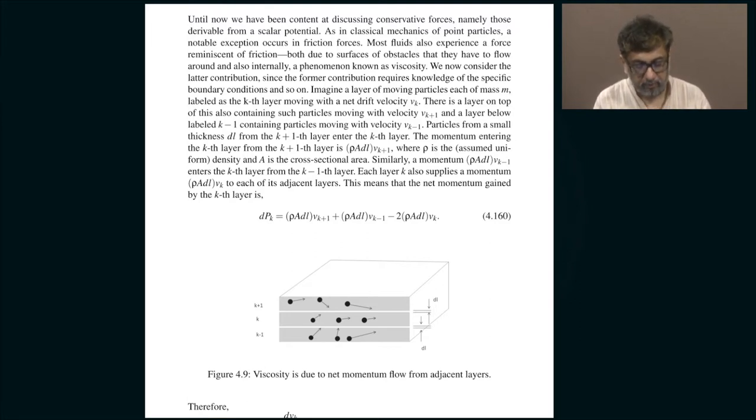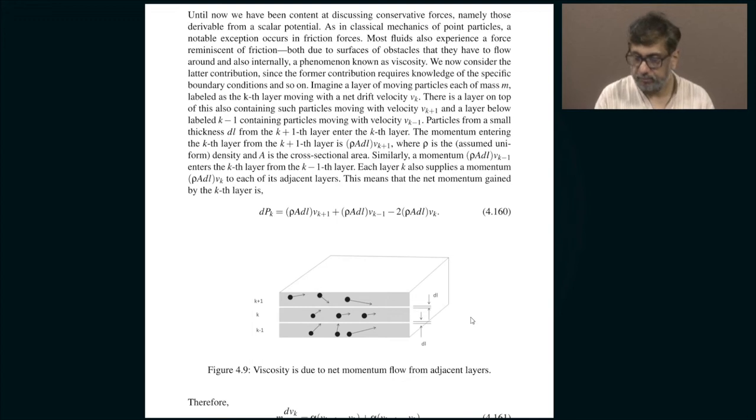Imagine you have three layers. You have the kth layer and the layer above that, which I have denoted as k plus 1. Just look at this figure here. There is a layer which is the layer of interest, and it has a layer below and a layer above. So k plus 1 is above, k minus 1 is below.